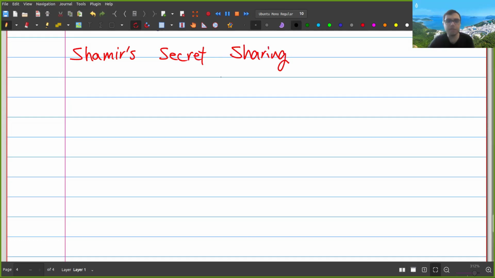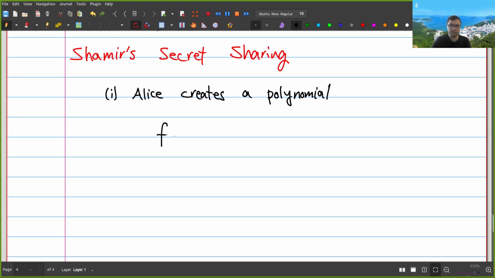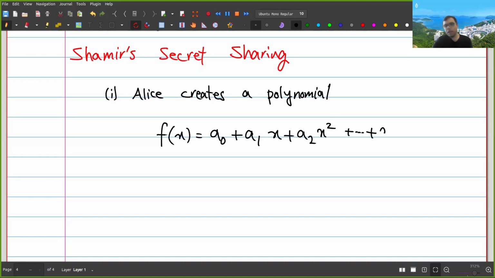So here's the idea. In step 1, Alice creates a polynomial. Let's call this polynomial f, f of x. This is going to be a polynomial of degree t minus 1. So it's going to be of the form a0 plus a1x plus a2x squared, and so on, to a t minus 1 x to the power of t minus 1.